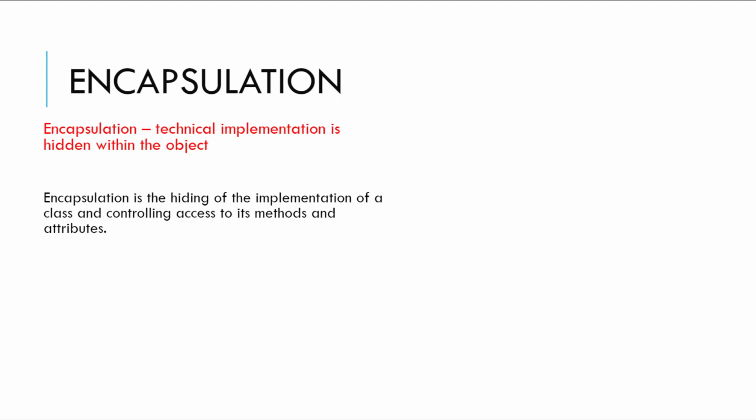So normally in OO, you will see public and private being used to denote whether you can access something or you cannot access it.